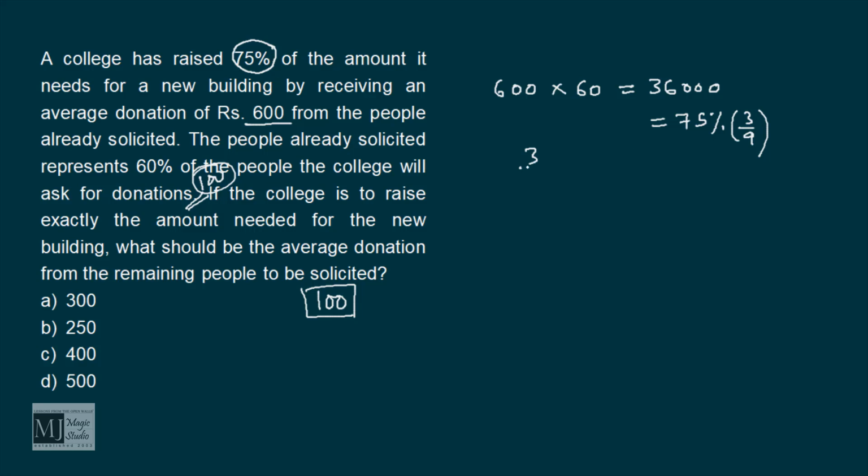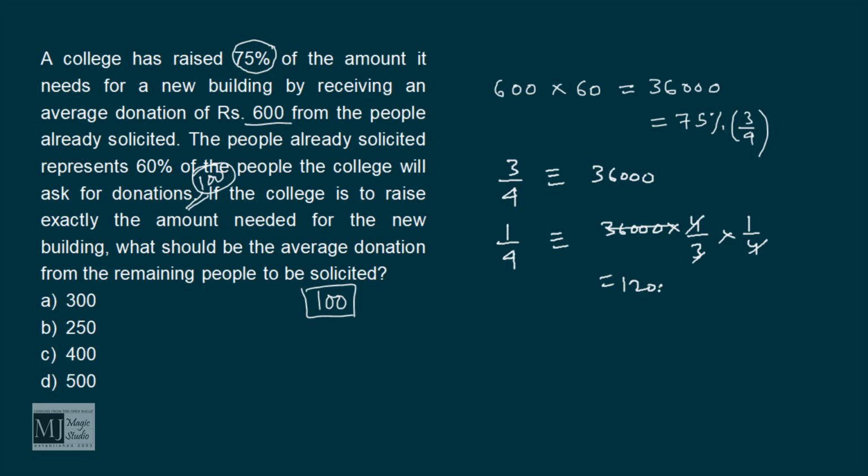If 3/4 is 36,000, they still require 1/4. That would be 36,000 into 4 by 3 into 1 by 4, isn't it? That would be 12,000. They need 12,000 more rupees.